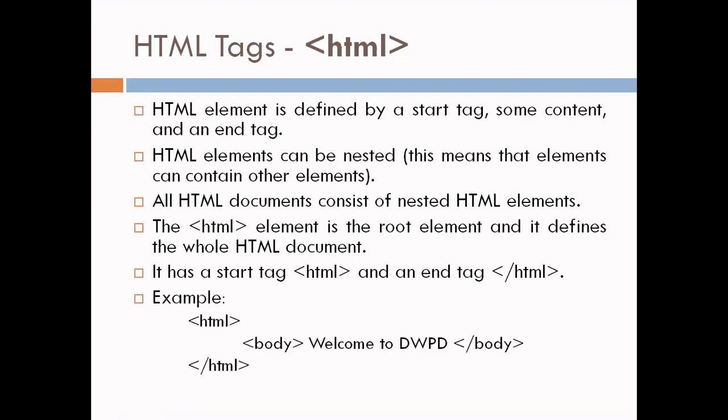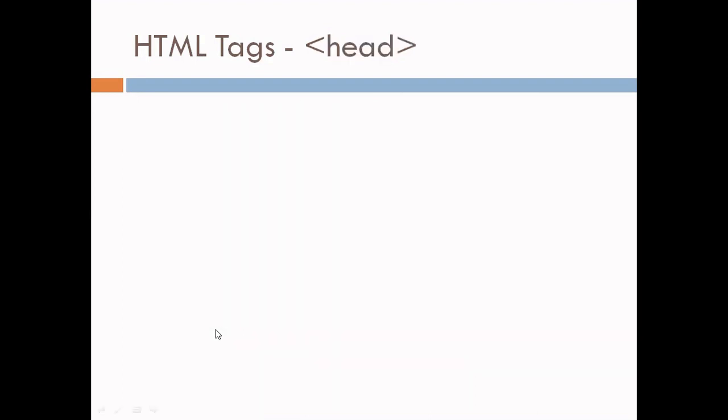So here is an example of the HTML tag. That is our starting tag, then a body tag, then welcome to DWPD, then the closing body tag, then the closing HTML tag. So in the given example, HTML is the root element or root tag. It contains another tag, that is body. So we can say that an HTML web page contains nested elements, meaning one tag is written inside another tag. Now the next tag is the head tag.